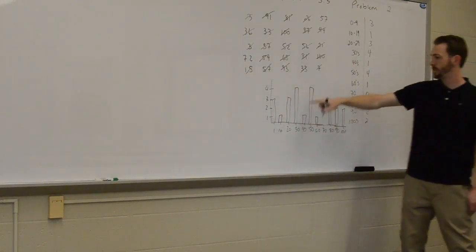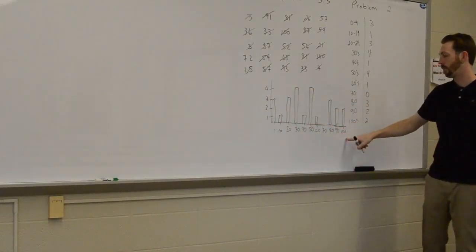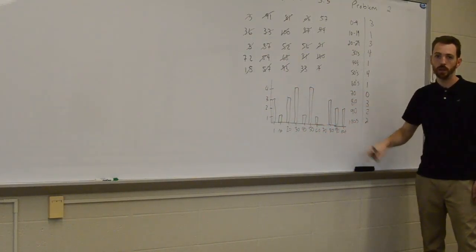So now we have a frequency histogram where the height of each bar tells us how many times it occurs, and then we have our ranges of values along the horizontal axis.